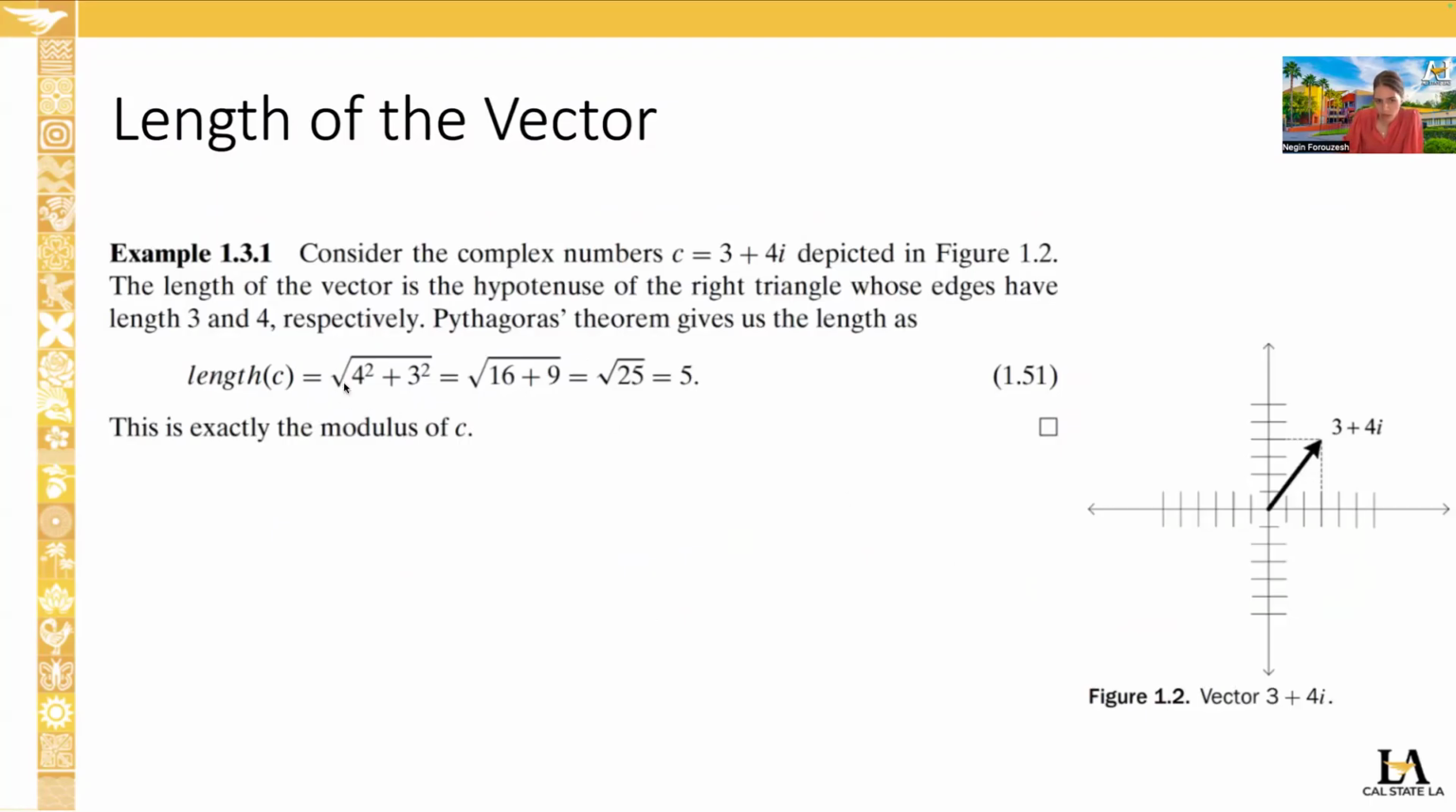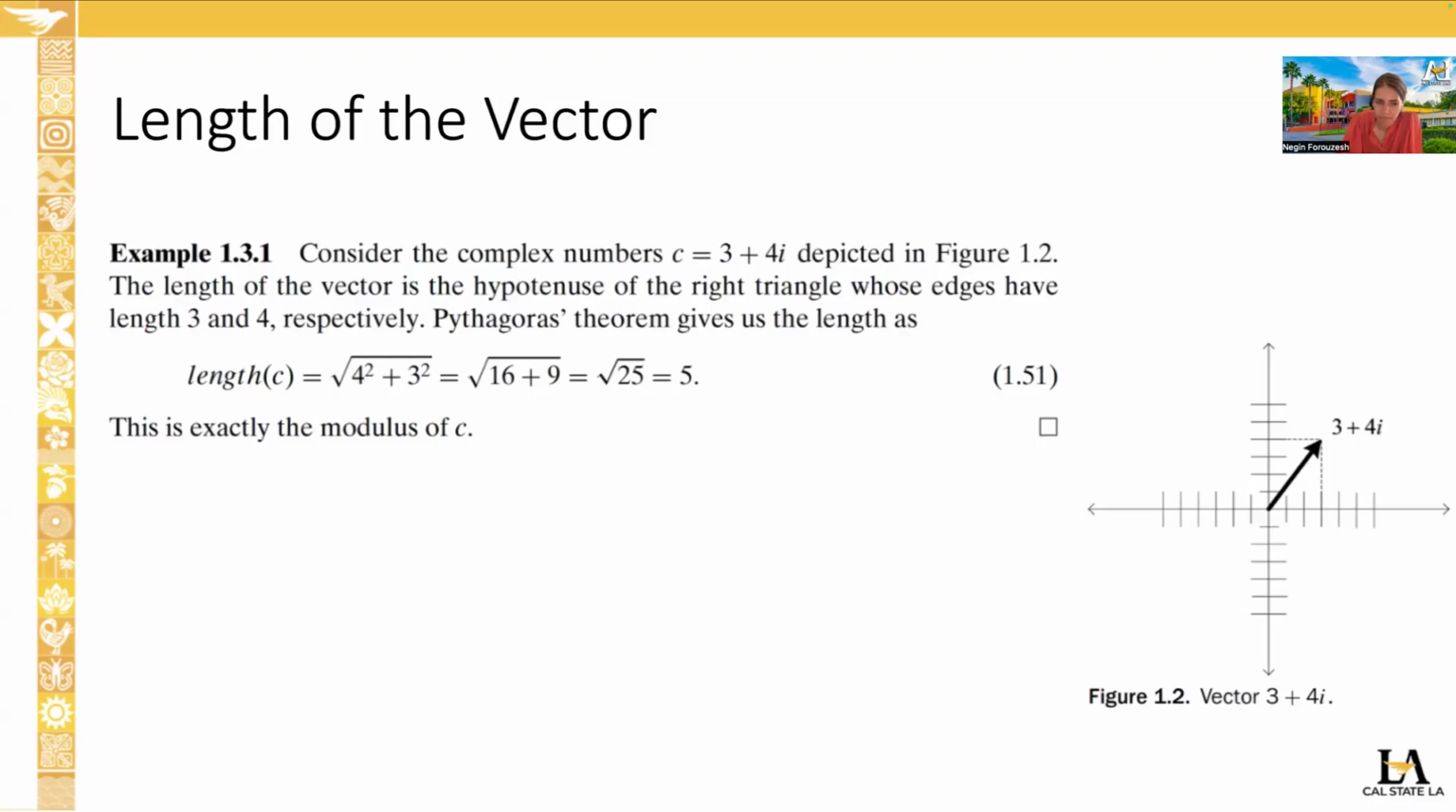So if you have a vector like this, 3 and 4, if you want to find the length of this vector, you just simply find the hypotenuse of that triangle, right? So it gives you the square root of 4 squared plus 3 squared, which is 5. Okay, so far so good.